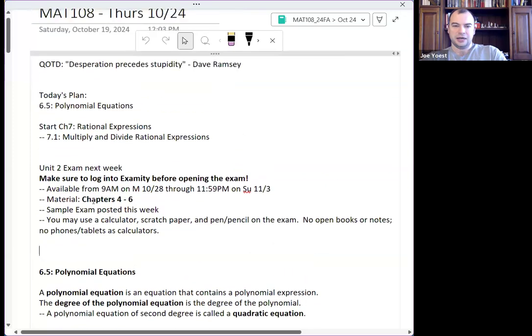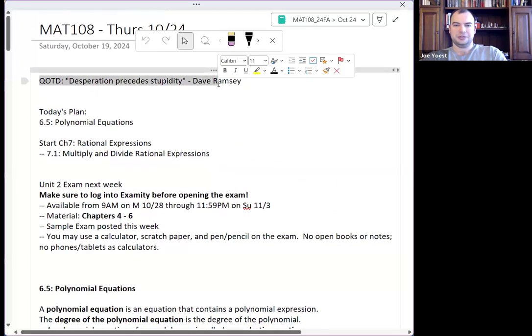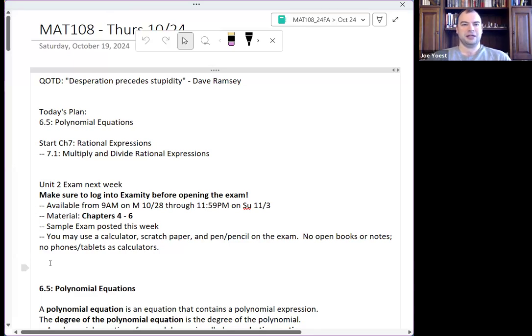Okay, so let's jump into it. The quote of the day today is by financial guru, I guess you could call him, Dave Ramsey. One of his quotes is, "Desperation precedes stupidity." I know that this is absolutely true for my life: whenever I let myself come right up on a deadline and I'm very desperate to get something done or make something work out, I tend to make worse decisions, decisions that benefit me in the short term at the expense of the long term. Maybe decisions that aren't best for me.